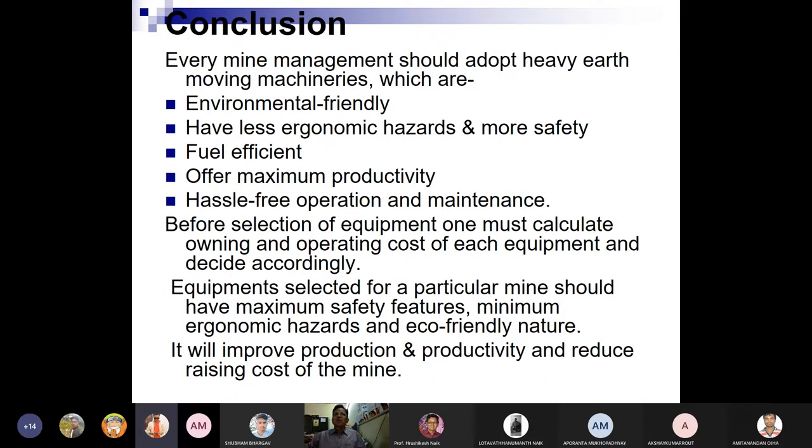So in the conclusion, I can say every mine management should adopt heavy earth moving machinery which are environmental friendly, have less ergonomic hazards and more safety features, are fuel efficient, offer maximum productivity of the mine, hassle free operation and less maintenance cost. Before selection of equipment, one must calculate owning and operating cost of each equipment and decide accordingly. Equipment selected for a particular mine should have maximum safety features, minimum ergonomic hazards, and eco-friendly nature. It will improve production and productivity and reduce raising cost of the mine.